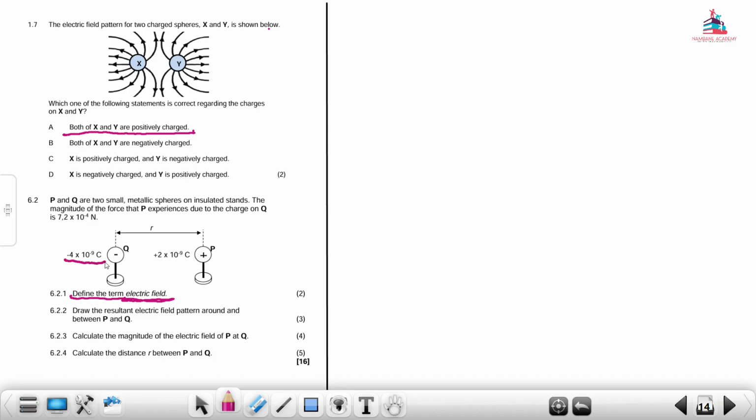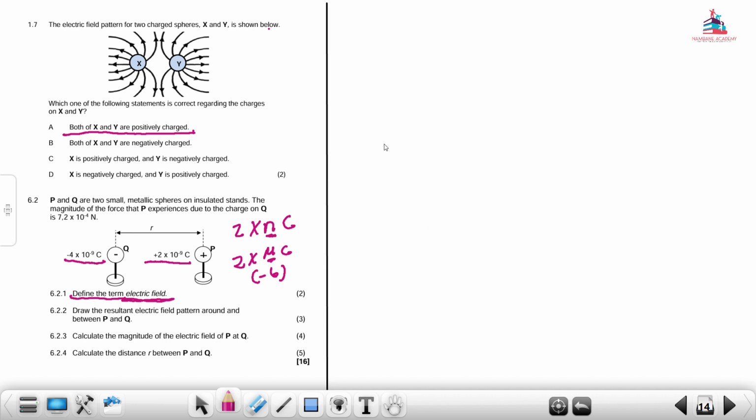We have minus 4 times 10 to the power of negative 9. We also have plus 2 times 10 to the power of negative 9. Sometimes it can be given by 2 nC, n being nanocoulombs. Sometimes it can be given by 2 μC, micro being negative 6.